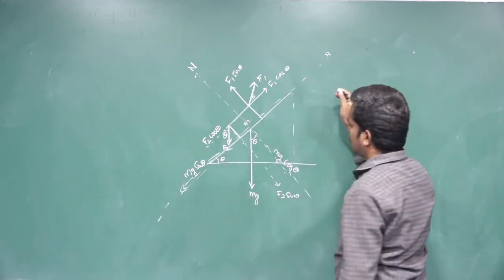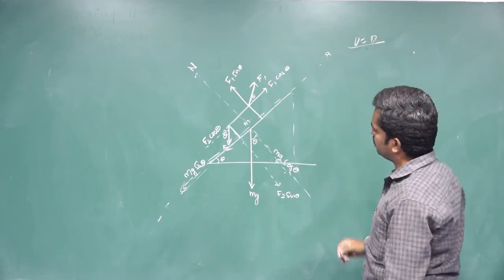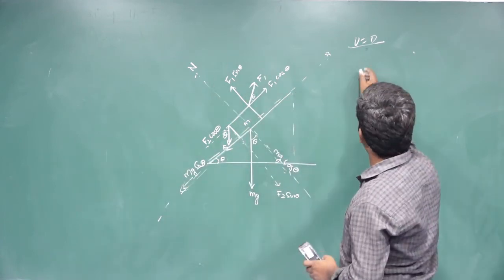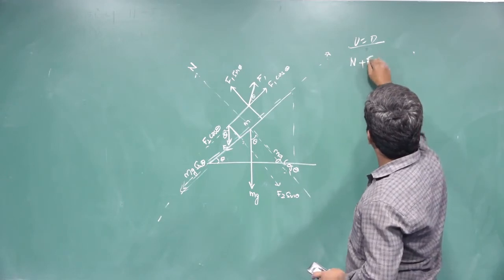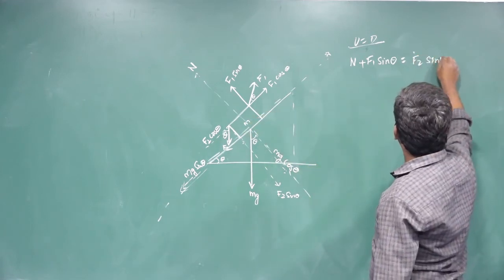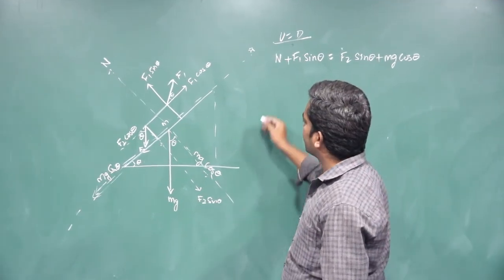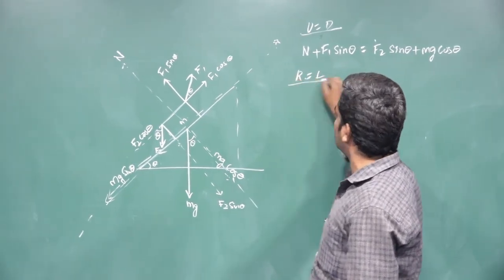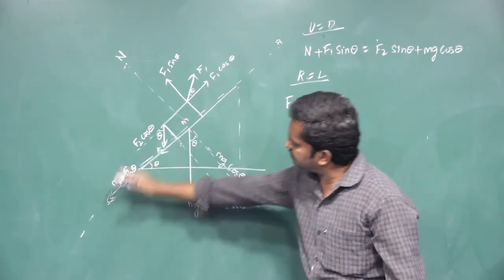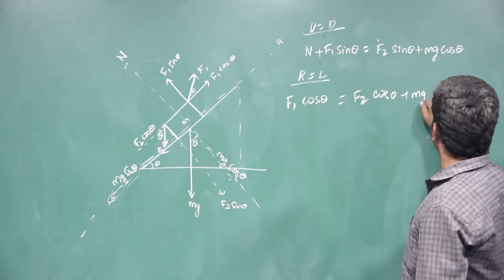Now, upward force is equal to downward force. What are the upward forces and what are the downward forces? Upward forces: N plus F1 sin theta is equal to the downward forces: F2 sin theta plus mg cos theta. Another is the components of right side and left side. Right side is equal to left side: F1 cos theta is equal to F2 cos theta plus mg sin theta.